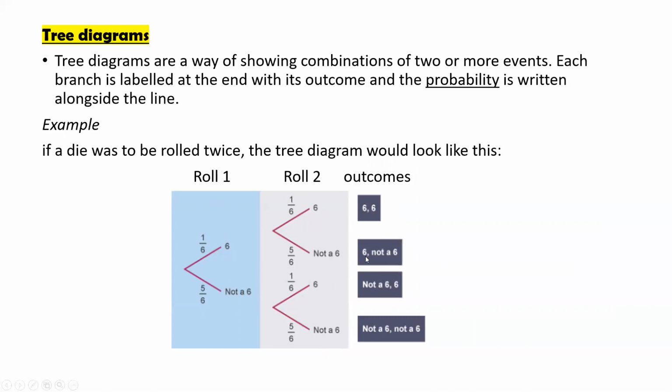In probability, when the first time and the second time are not the same, like 6 and not 6, and not 6 and 6, these are two possibilities. It's not considered as one. They are not the same. Even though the combination is the same, the sequence, the order is important. So the last one will be not 6 and not 6.